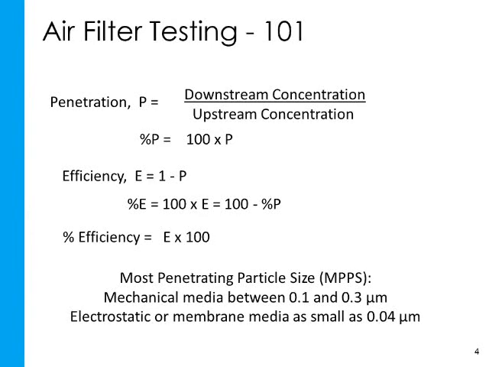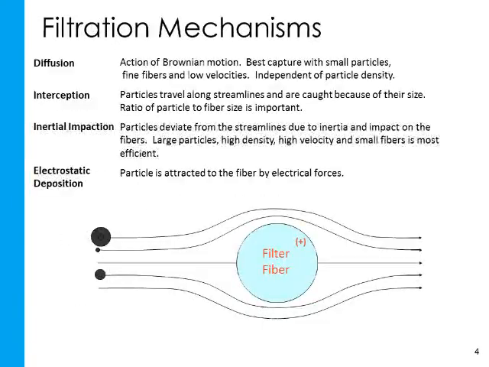As I said, there is a most penetrating particle size for all air filters, and on mechanical media, that'd be media such as glass fiber media, cellulose media, things like that, the typical most penetrating size is between 0.1 and 0.3 micrometers or microns. Or another way of talking about that would be between 100 and 300 nanometers. Electrostatic medias especially, but also membrane medias, can have most penetrating particle sizes smaller than 100 nanometers. And in the case of electrostatics, it's frequently around 0.04 microns, or 40 nanometers.